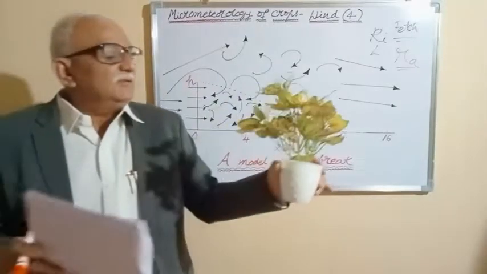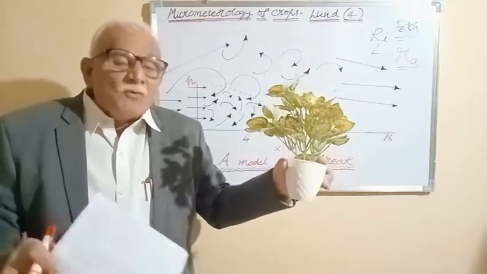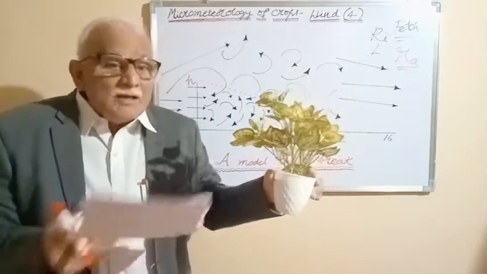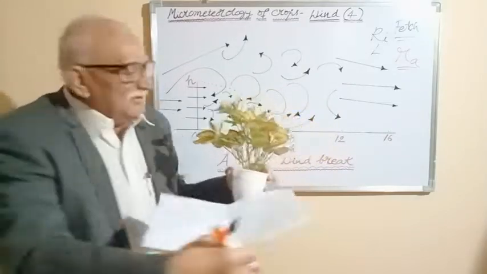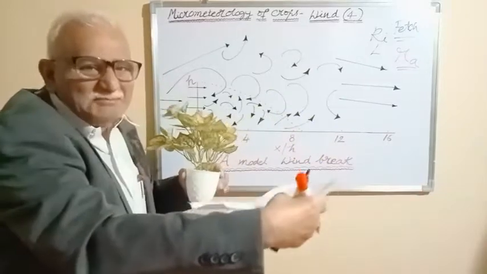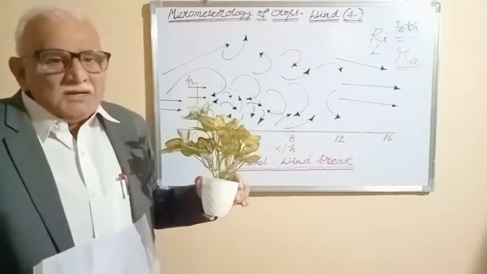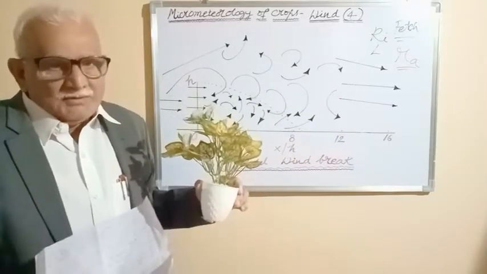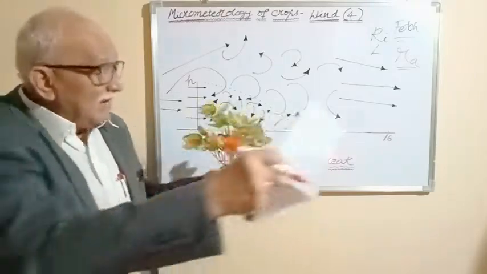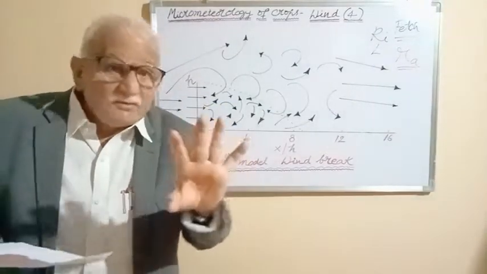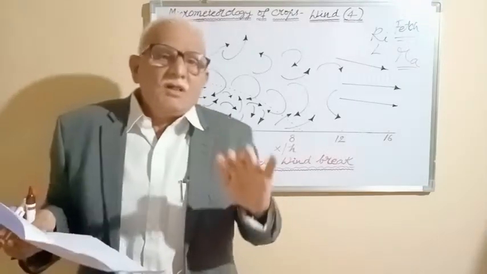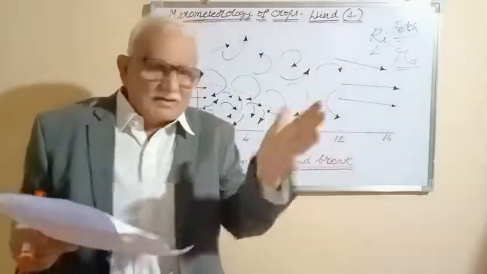Say, for example, this is with a height of 15 centimeters. What is 20 times 15? 15 centimeters into 20, imagine almost 3 meters. Almost that much distance the windbreak reduces the wind speed. In this class, we are confining ourselves to how the wind speed is reduced, at what levels.